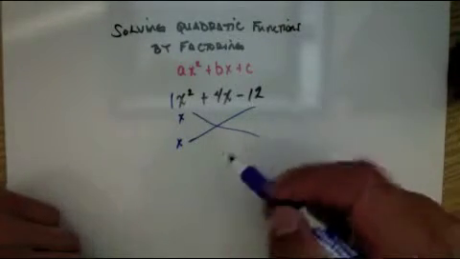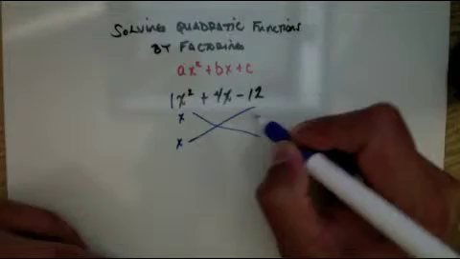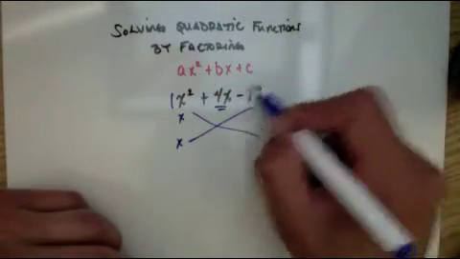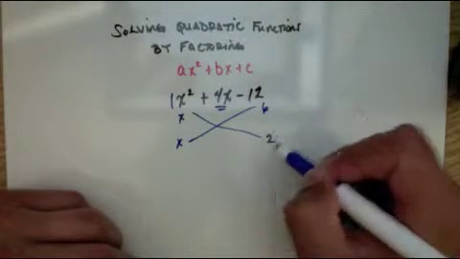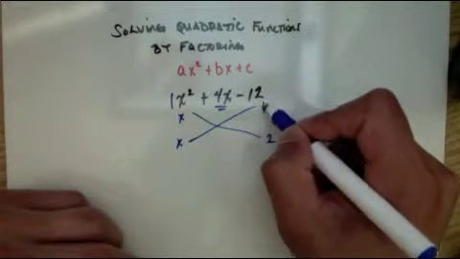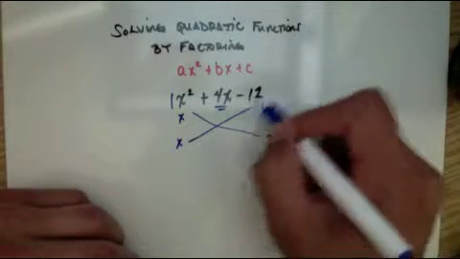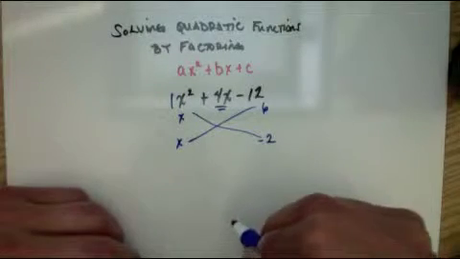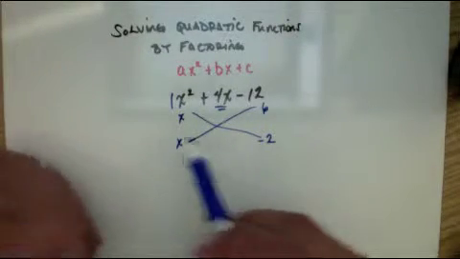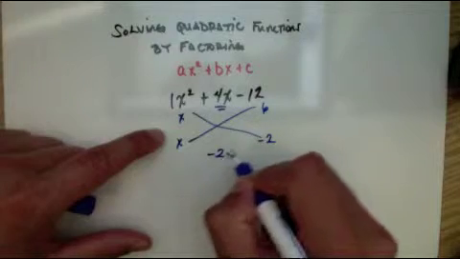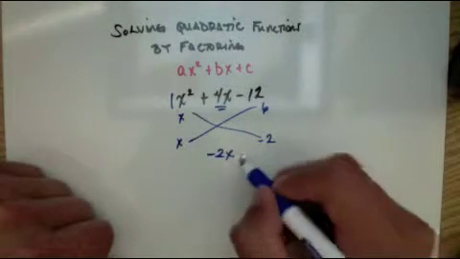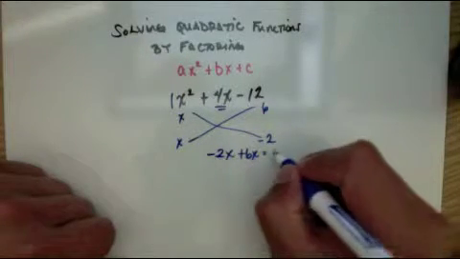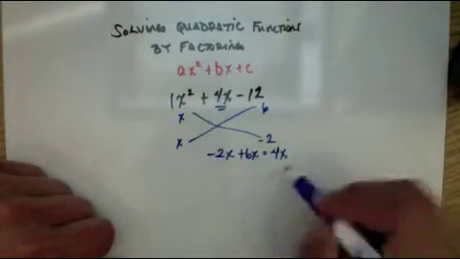Over here, negative 12, the factors of negative 12, well, remember the factors also have to combine to give you the middle term. So for negative 12, I can have 6 times 2. But when I multiply 6 and 2, I need to get a negative 12. So one of these has to be a negative. So I'm going to make the 2 negative. Then we're going to test it out. X times negative 2 is negative 2x. X times 6 is a positive 6x. Negative 2x plus 6x gives me 4x. And that's what I wanted.